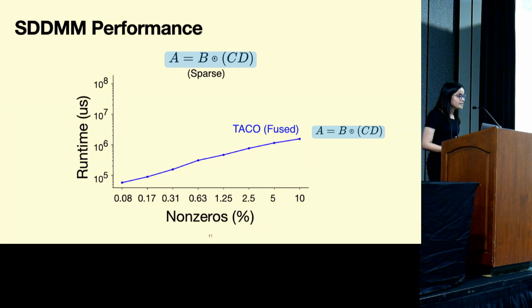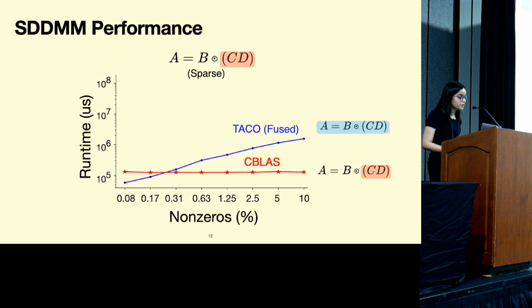On the other hand, if we look at an implementation where we compute the CD dense multiplication using a CBLAS interface, choosing to hand implement the rest of the expression, we see a flat line. This is because of the unfusing, because we always will compute the whole CD dense product no matter what the sparsity of B is. And this really interesting trend happens here. There's a crossover point. In certain cases, at the extreme, we can see the CBLAS implementation beating out the Taco implementation by almost 2 orders of magnitude.